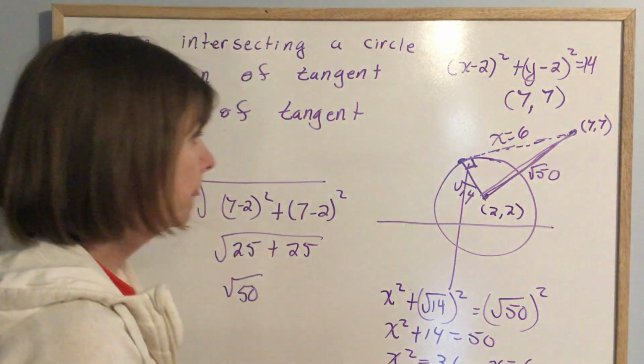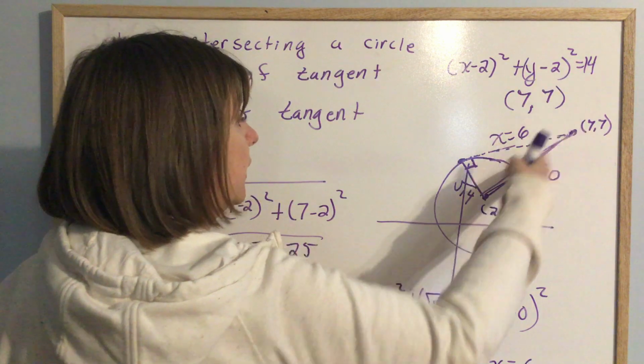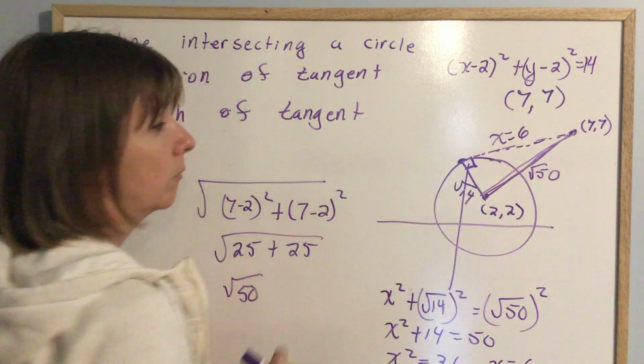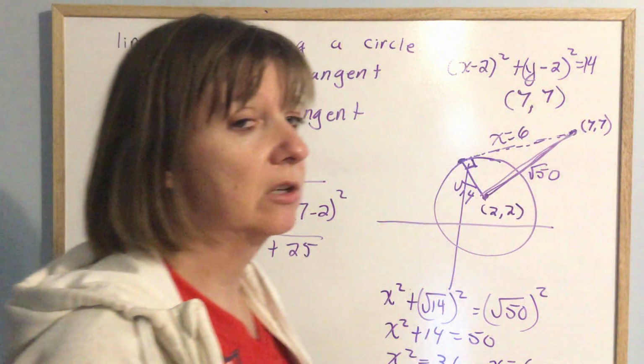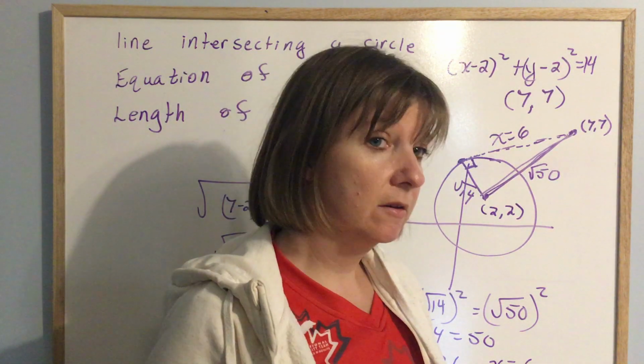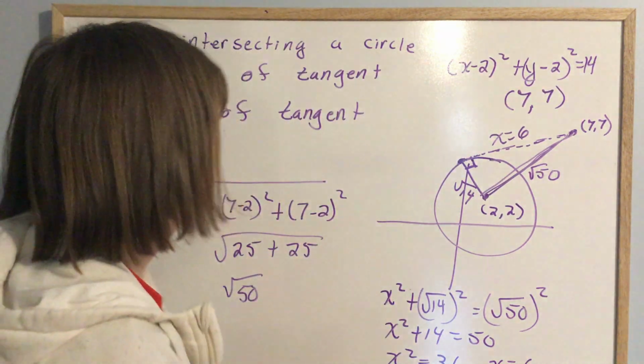So again, find your radius, easy enough. Find the length of this line using your length of the line formula, then use the Pythagorean theorem to find the length of the tangent. Same method every single time. That's why I like these. The method never changes.